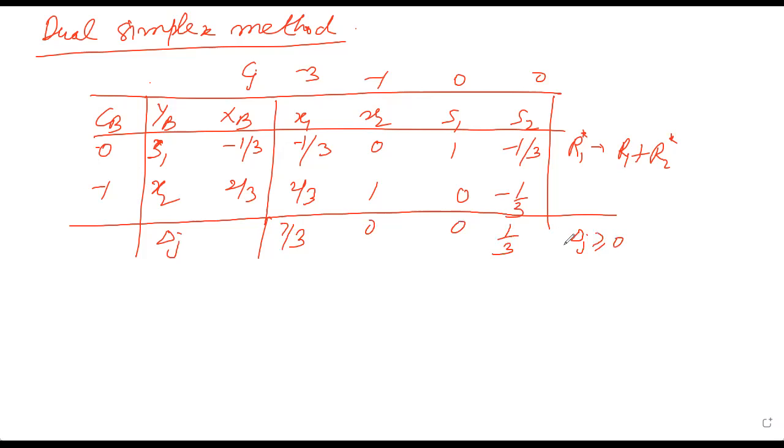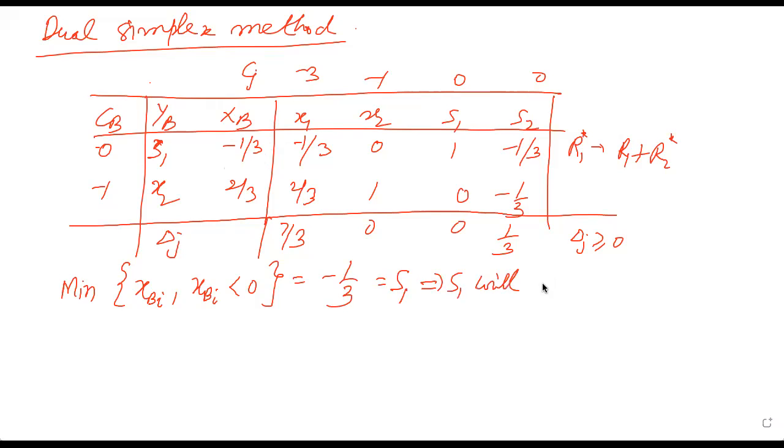So what I will take? Again, I will find minimum. So minimum, kya tha step? Minimum of XBI such that XBI is less than 0. Means basis variables. So basis variables, you have 2 S1, X2. But only 1 is negative. So kya hai wo only? Minus 1 by 3. And only 1 negative. Dhyan rakhna negative lena. So this is corresponding to S1. So this implies that S1 will leave the basis.